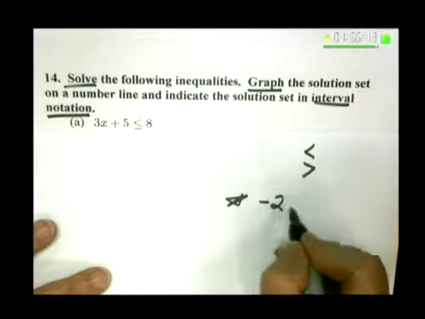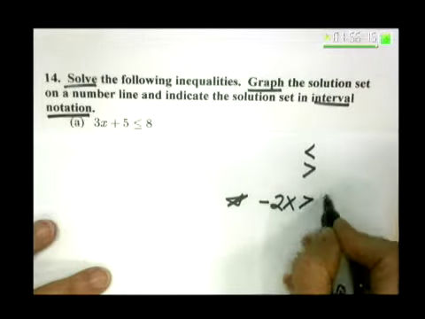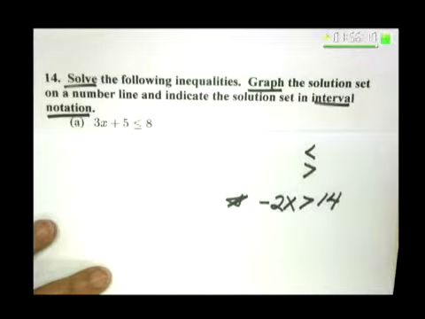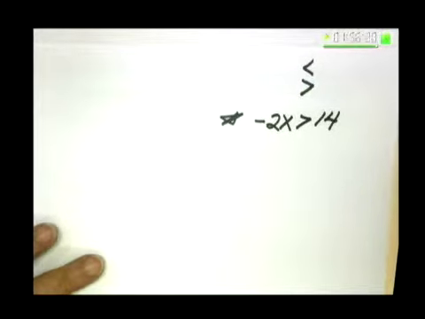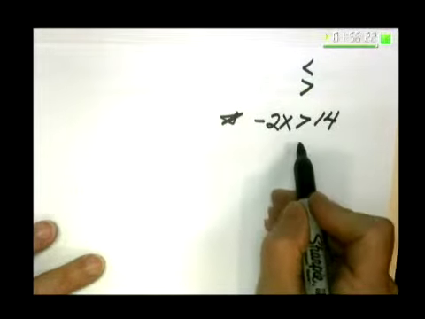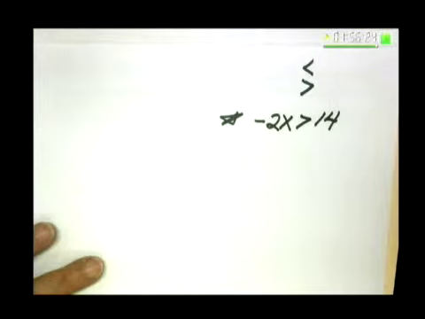So here's an example of what I'm talking about. I have a very simple version of a problem: negative 2x is greater than 14. Okay? I want to know the values of x that make this a true statement. That's what solving an inequality means.